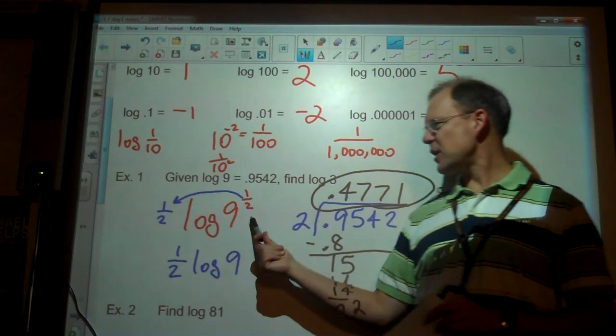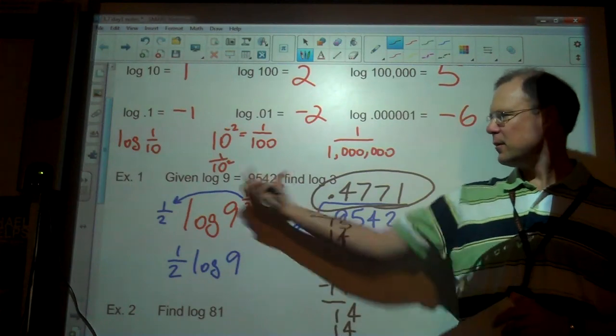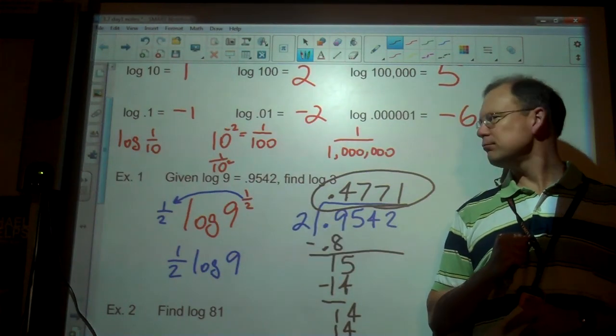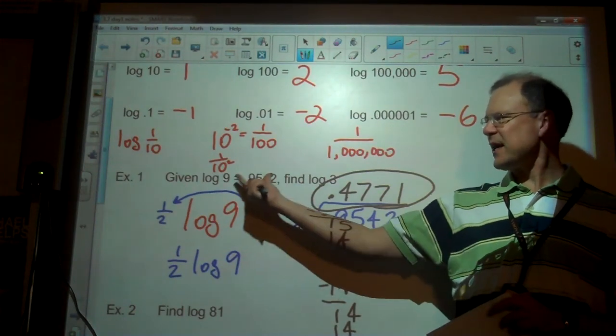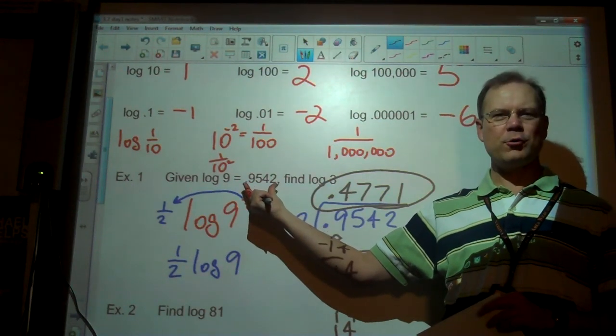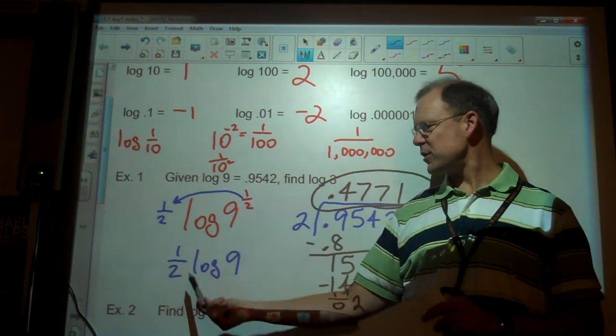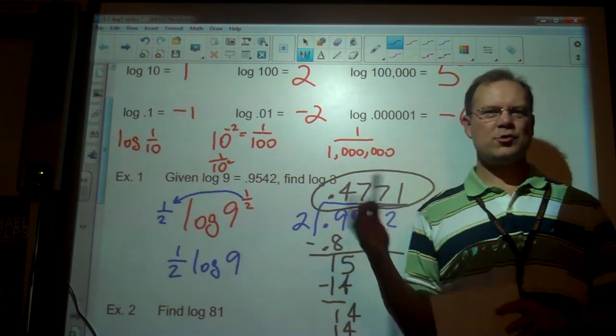And we got that by using our log properties, using the power property, and then taking half of the log of 9. Notice we didn't take the square root of this number. We can take the square root of 0.9542 because log properties tell us we can use the power property.